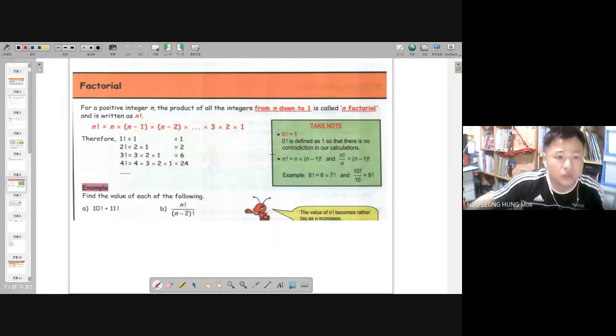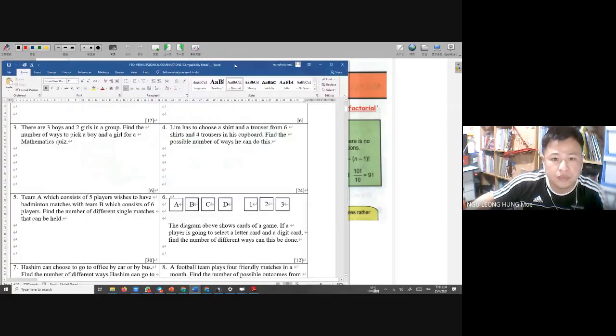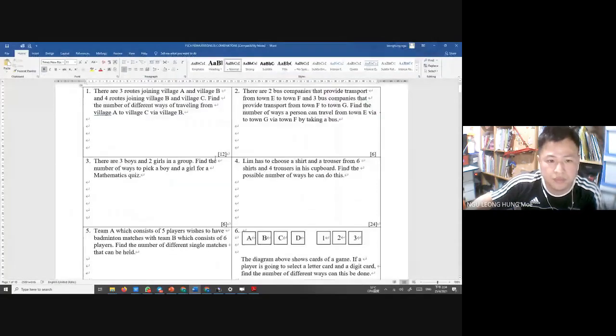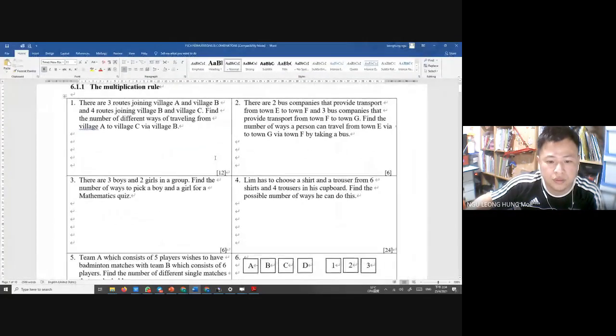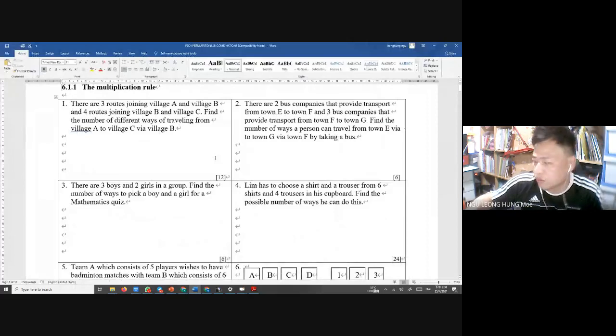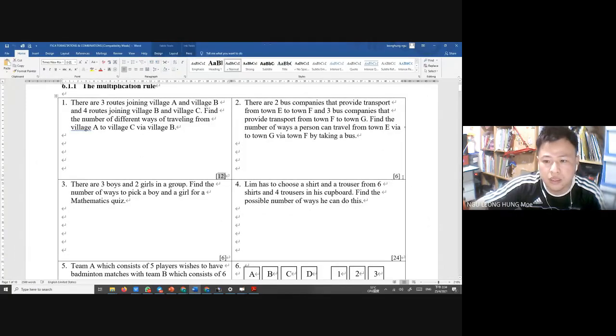Okay, before we go to the next one, we'll try out some exercises. Okay, try out these 4 questions, 1, 2, 3, 4. And these are the answers: 12, 6, 6, and 24.